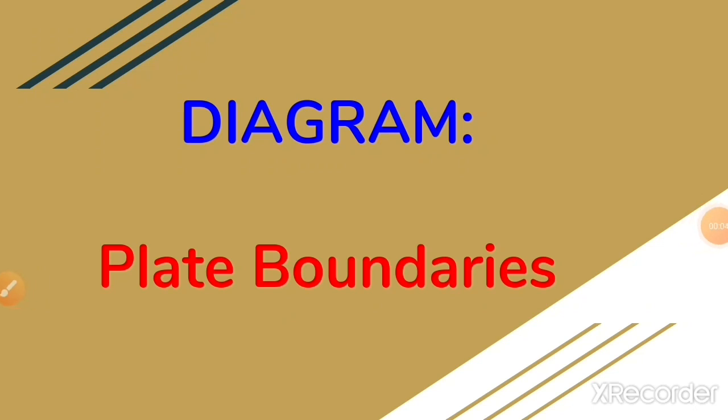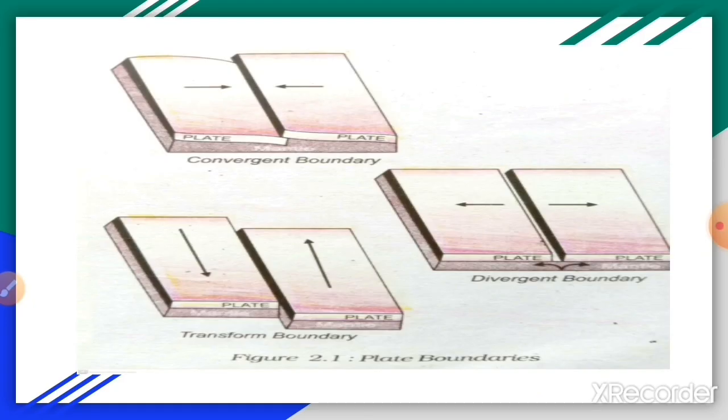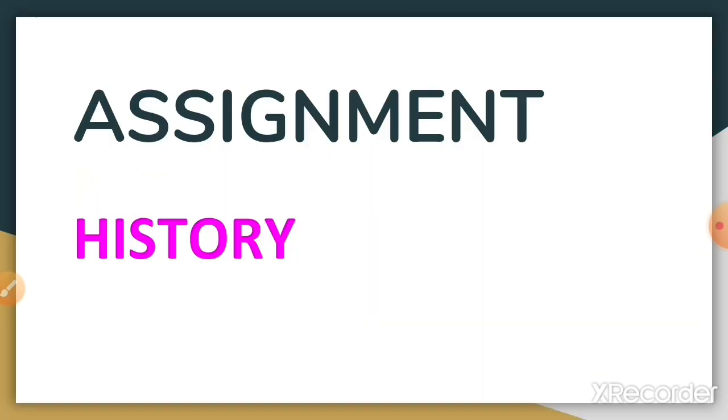Okay, now let's talk about the diagram. Plate boundaries. This is from your geography lesson, Chapter 2, that is physical features of India. Okay, it is there in your geography textbook, chapter 2. Now, children, I'm going to give you some assignment. Okay, you are going to do it. I'll explain it to you what it is.